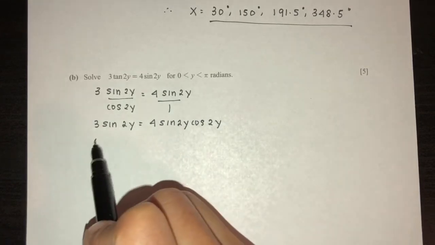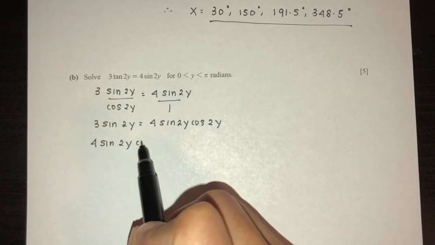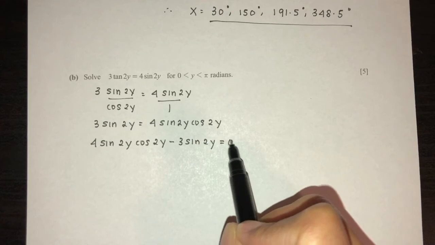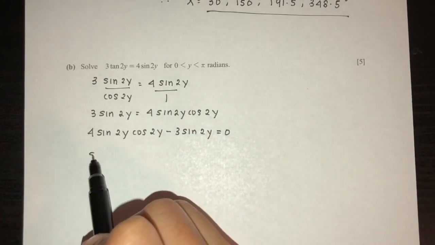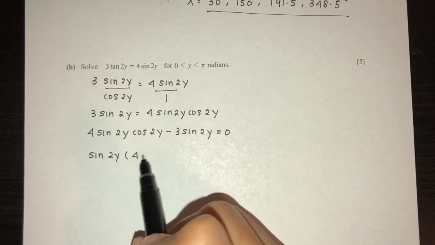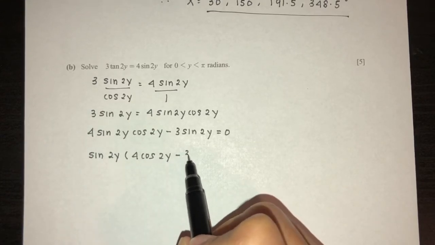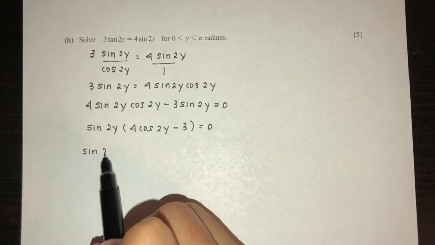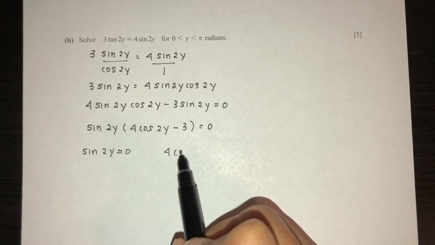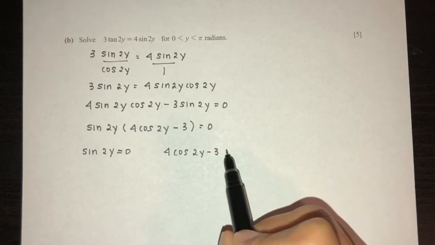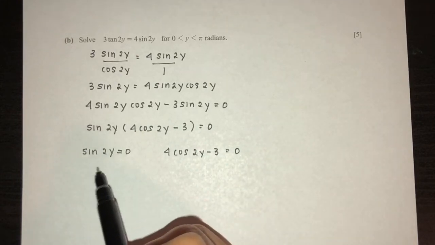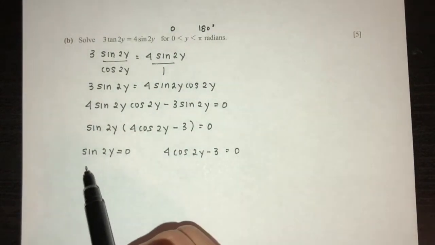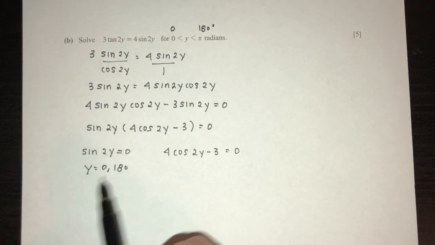Now send everything to one side. You will have 4 sine 2y cos 2y minus sine 2y equal to 0. Now if you observe, you will have factorization of sine 2y. That will be 4 cos 2y minus 1 is equal to 0. So here you will have sine 2y is 0, or 4 cos 2y minus 1 is equal to 0. So this one will not be possible because the value of y is between 0 and 180 degrees.